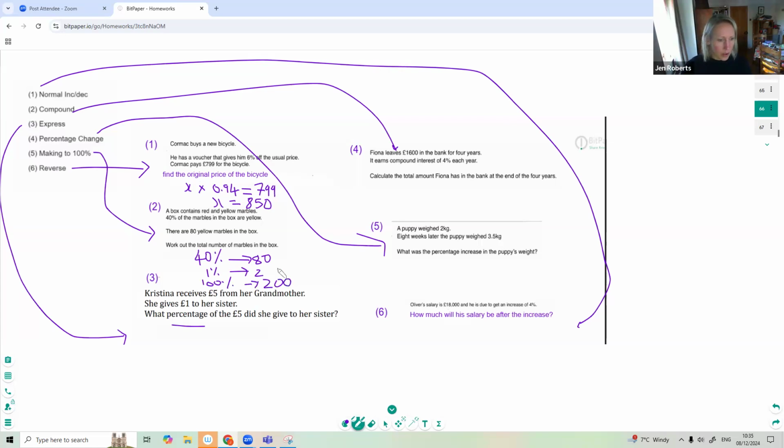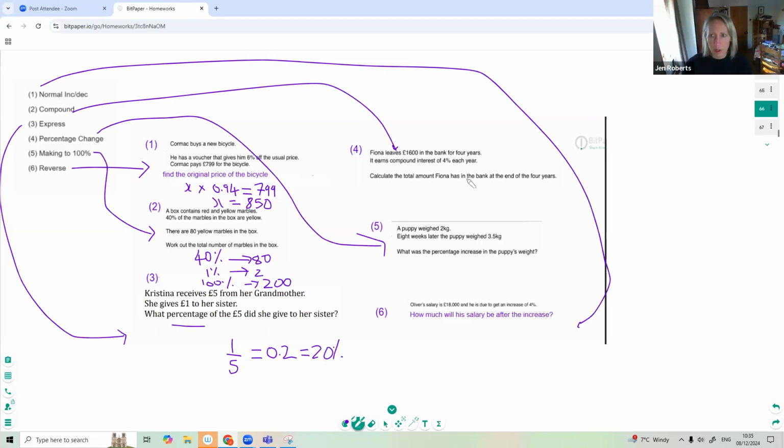Okay, next one. This is an express. So write as a fraction first. What fraction does she give to her sister? 1/5. What is this as a decimal? 1 divided by 5 is 0.2. What is that as a percentage? Times it by 100, 20%.